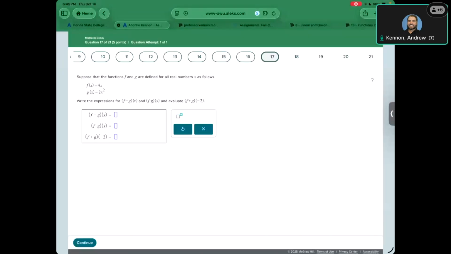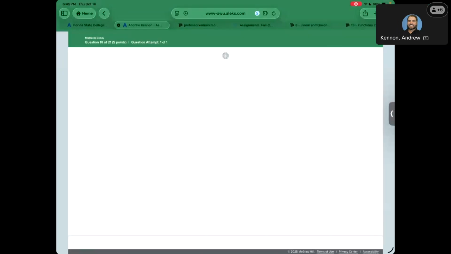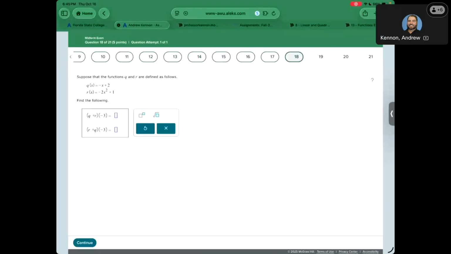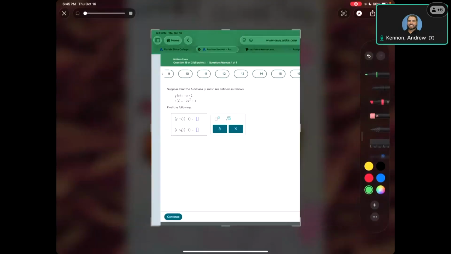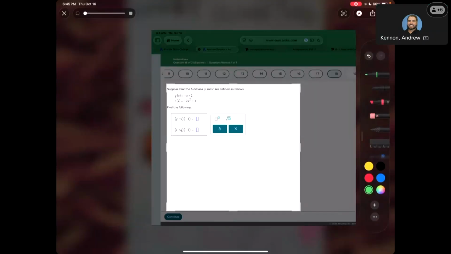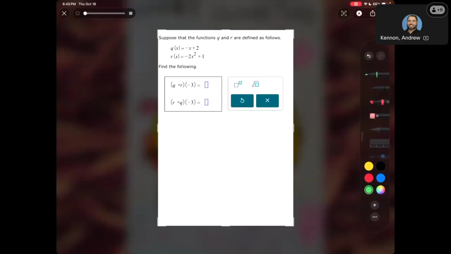We got like 4 left. Composition of functions. So for this one, Q of R of -3 is the same thing. You work backwards. You're going to plug a -3 into R, and then whatever you get out, you plug into Q.